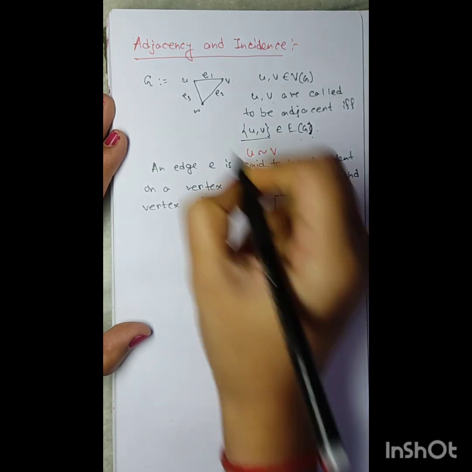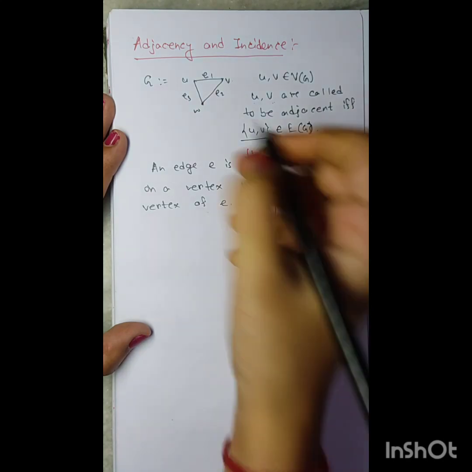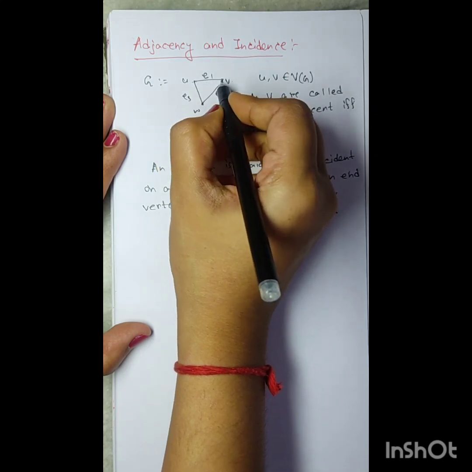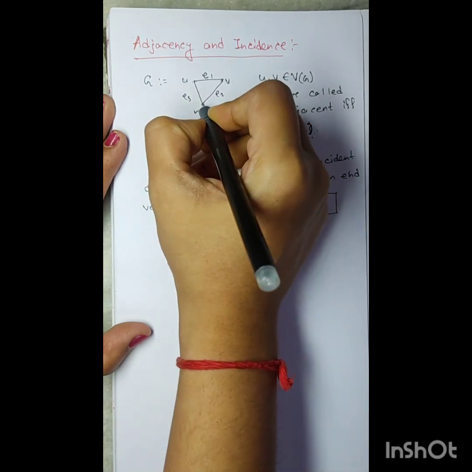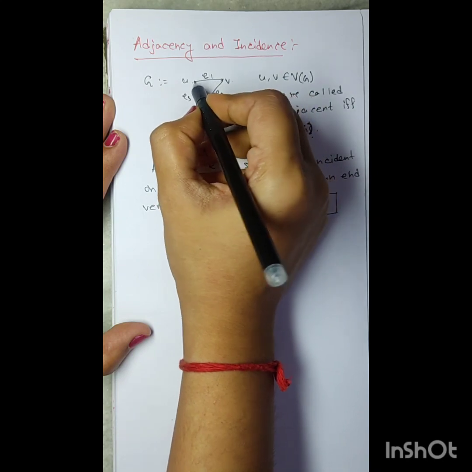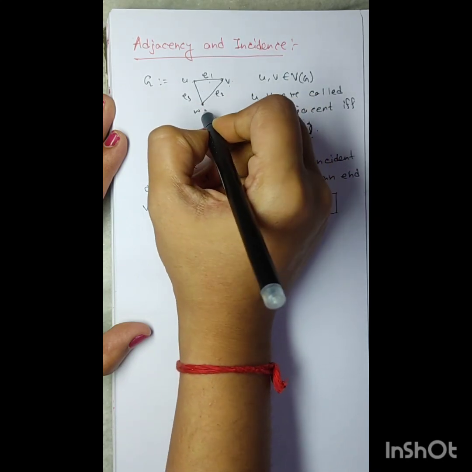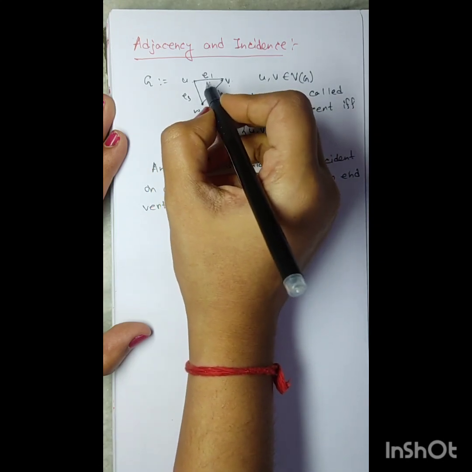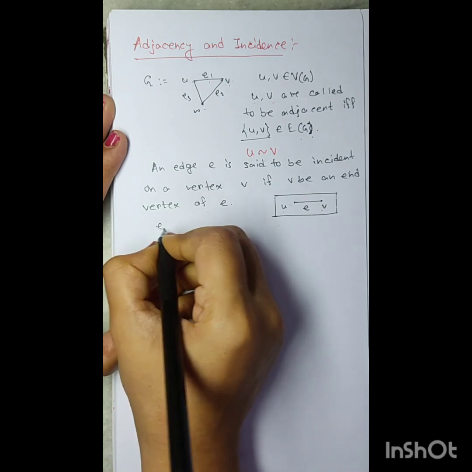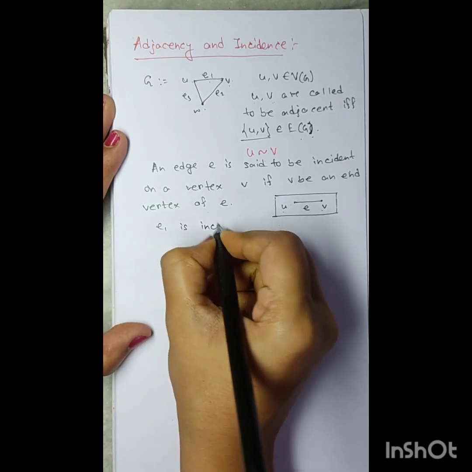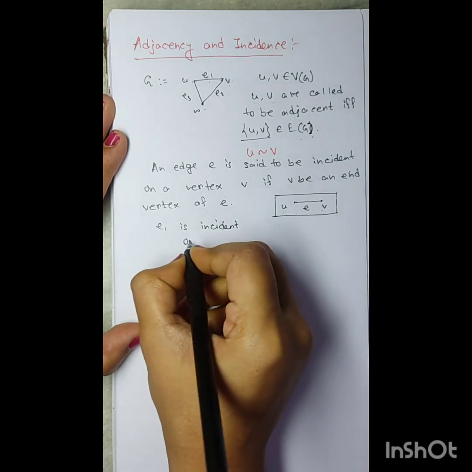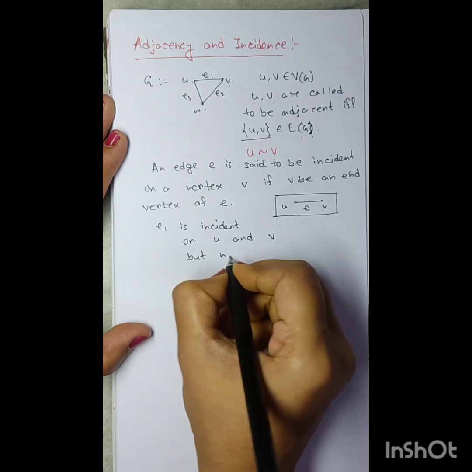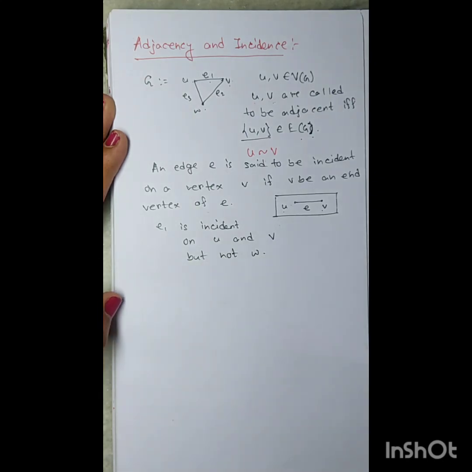So for here, now let us consider what are the incidents. Here this e1 is incident on u and v, but this e1 is not incident on w, because this w is not an end vertex of this edge e1. So here e1 is incident on u and v, but not w. So this is an example.